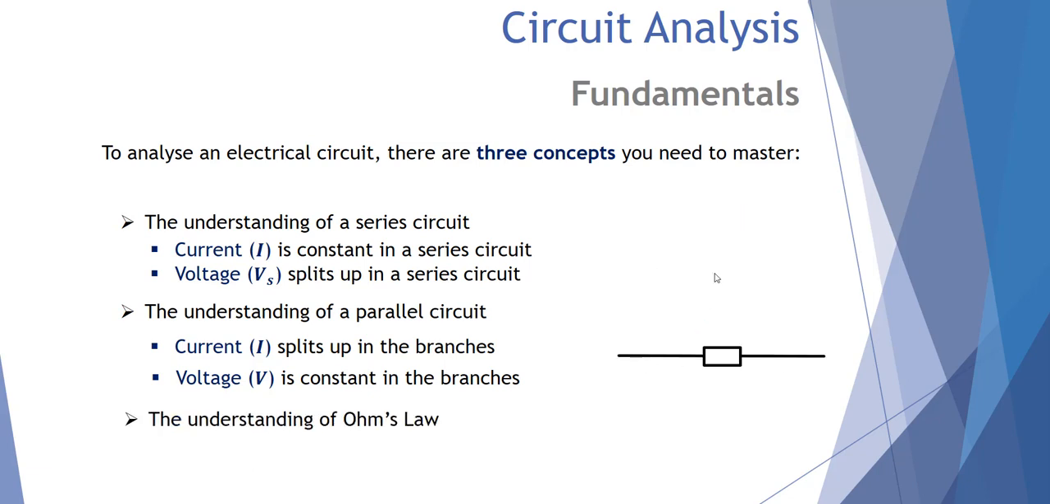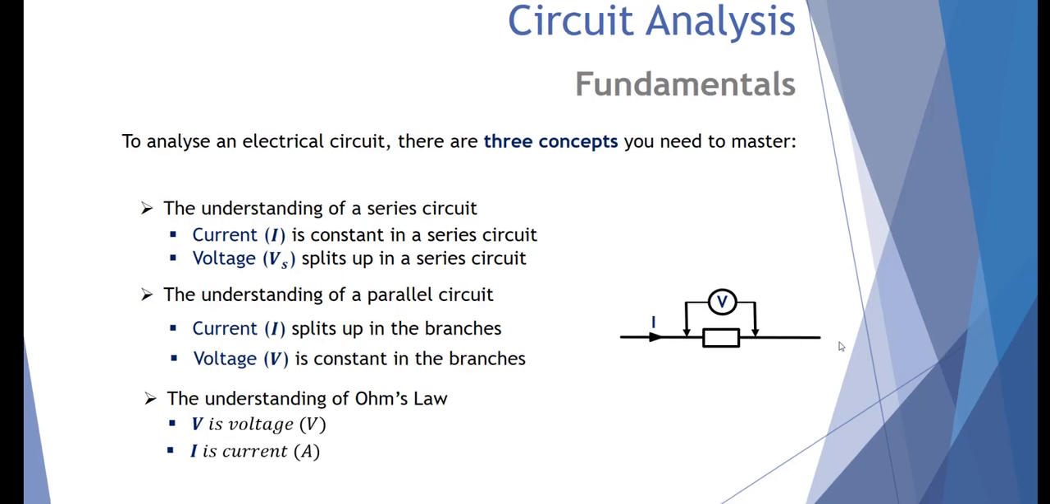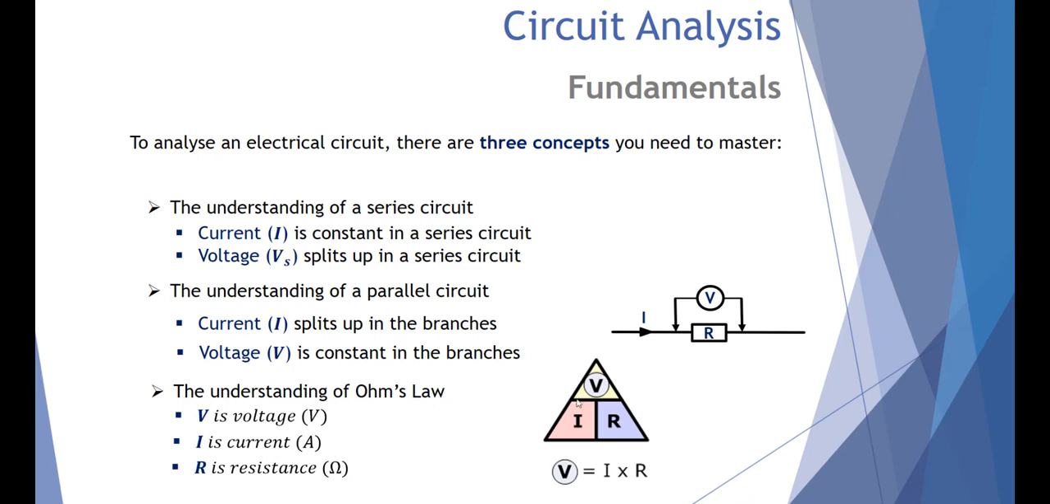And finally, to analyze circuits, you have to have a good understanding of Ohm's law. Ohm's law looks at three variables, where V is the voltage, and that's measured across a component. I is the current, and that's measured through a component. And R is resistance, which is measured in ohms. And here's our triangle that we use to make calculations using Ohm's law.